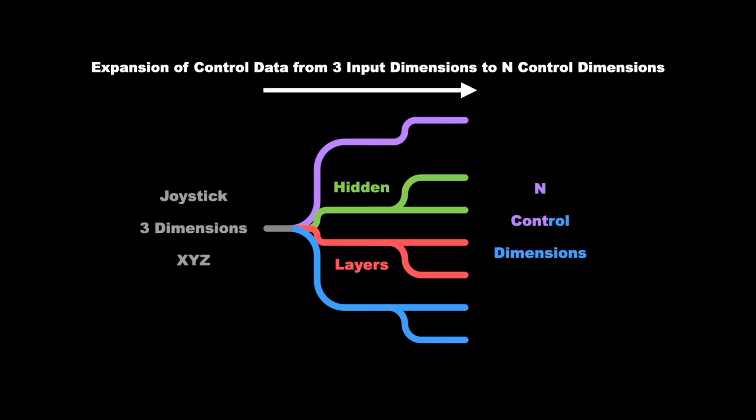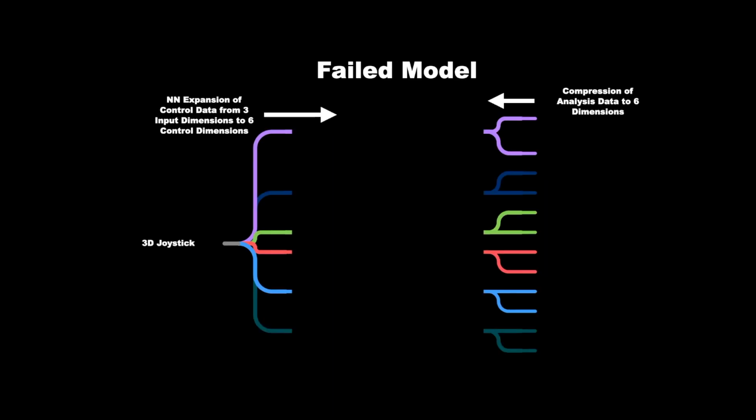Because of this, I tried one of my original models for this, which failed miserably. What I did in this version was I took the analysis of the sound and I compressed it down into 6 dimensions. And then I tried to move a bunch of faders to find samples within those 6 dimensions and then map the 3D joystick using a neural network to the 6 dimensions.